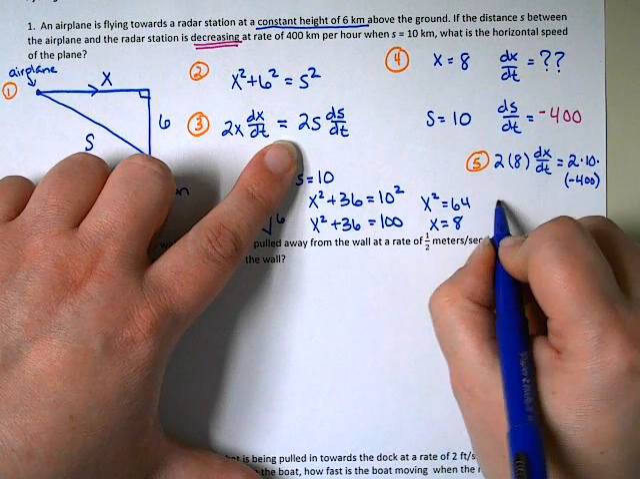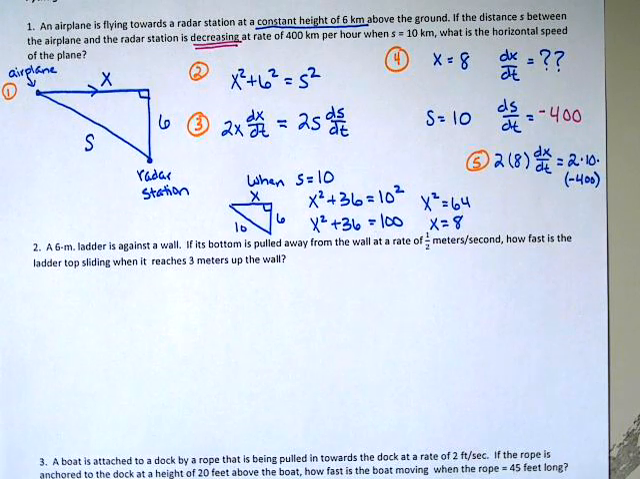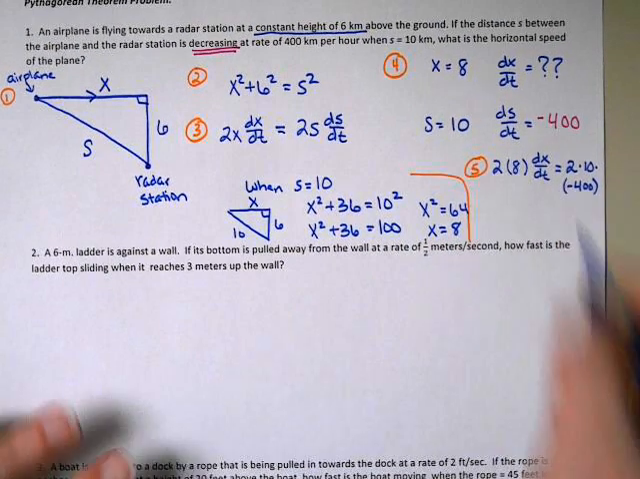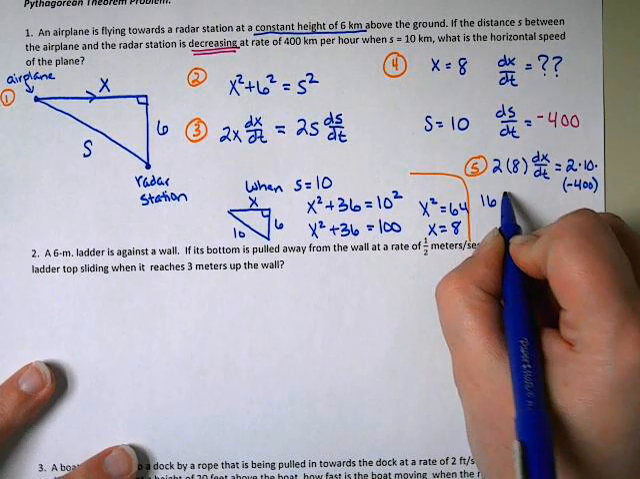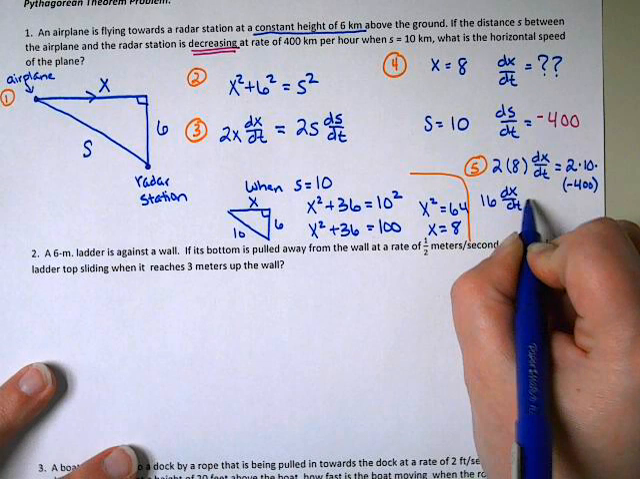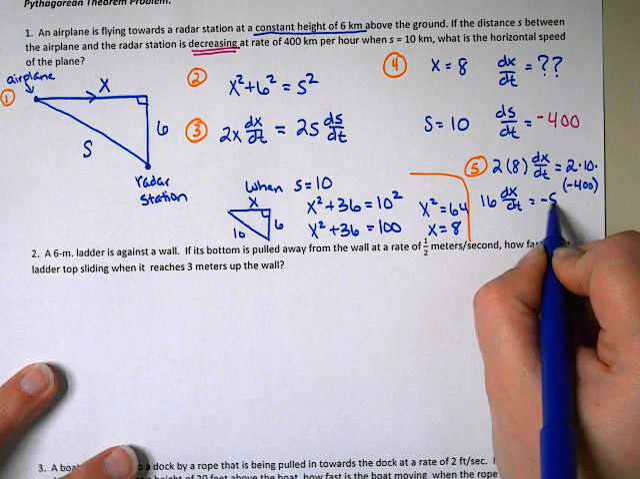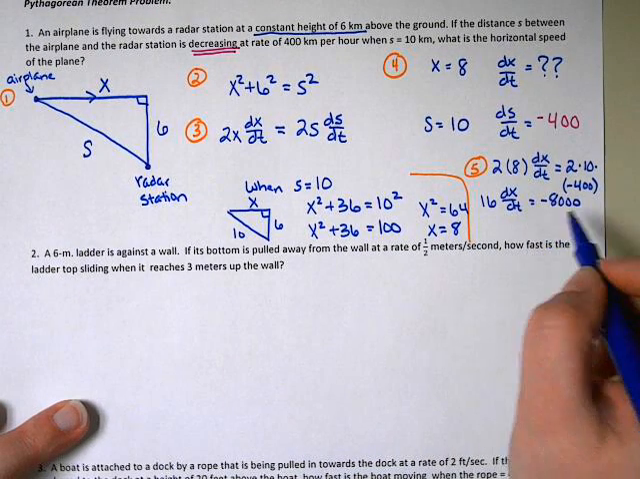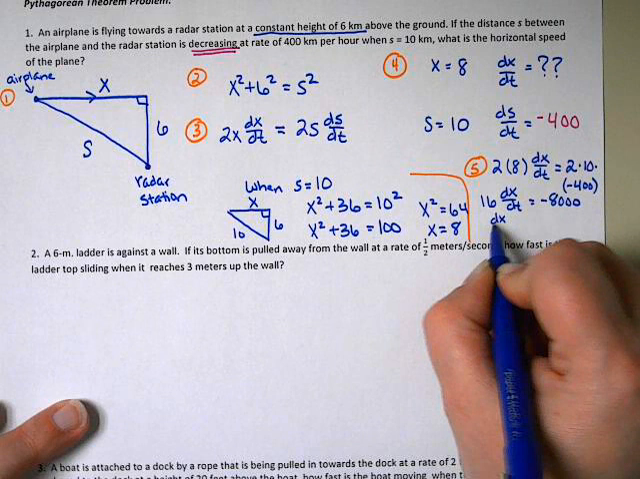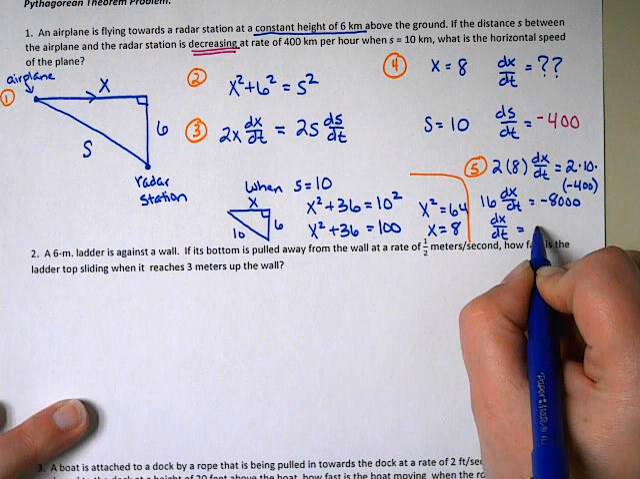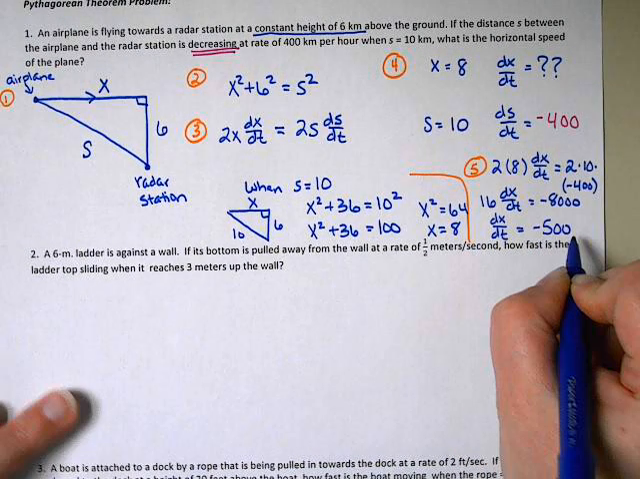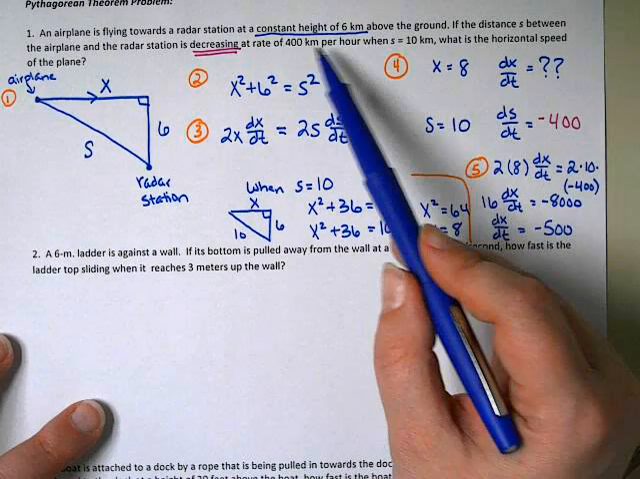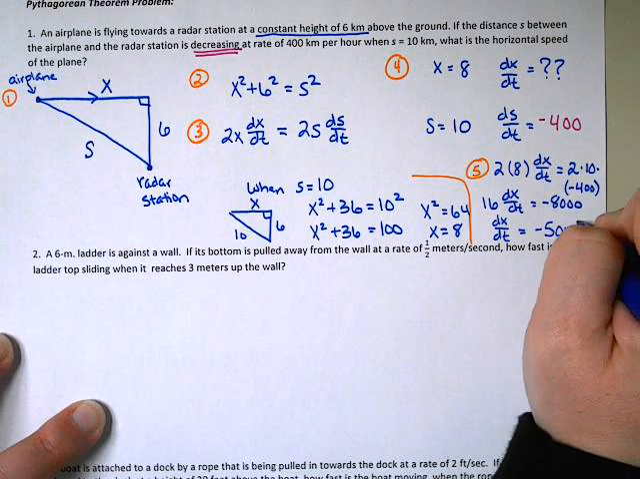So if we simplify, we get 16 dx/dt is equal to negative 8,000. And then when we divide that over, we get that dx/dt is equal to negative 500. And then we need some units here. Since this is a speed, it's a rate, we're talking about kilometers per hour.